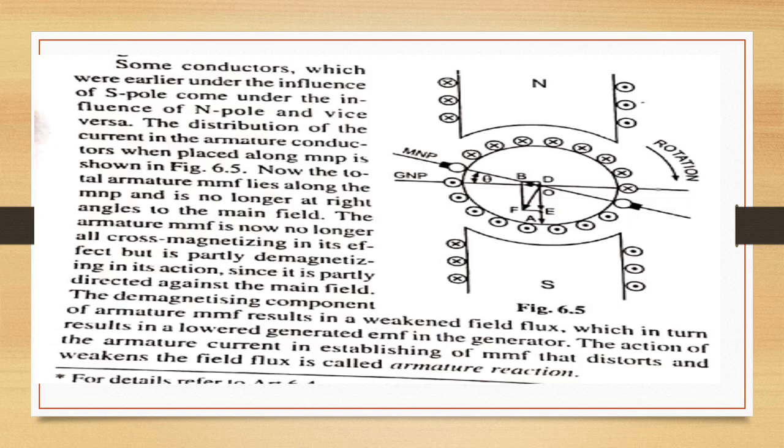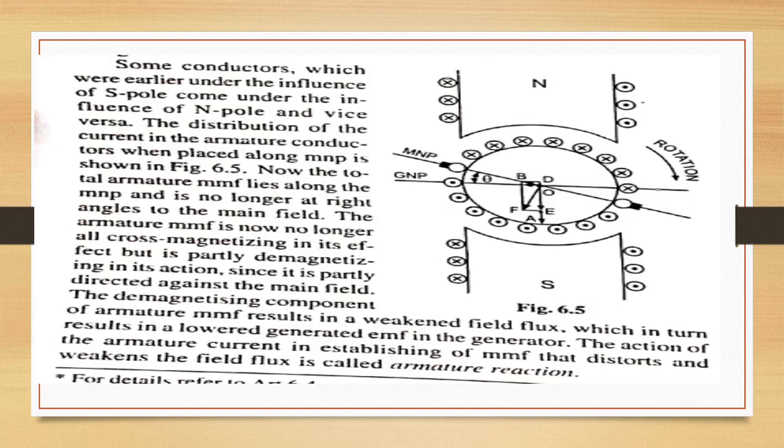Now, the total armature MMF lies along the MNP and it is no longer at right angles to the main field. Armature MMF is now no longer all cross magnetizing in its effect but is partly demagnetizing in its action. Since it is partly directed against the main field, the demagnetizing component of armature MMF results in a weakened field flux, which in turn will result in a lower generated EMF in the generator.